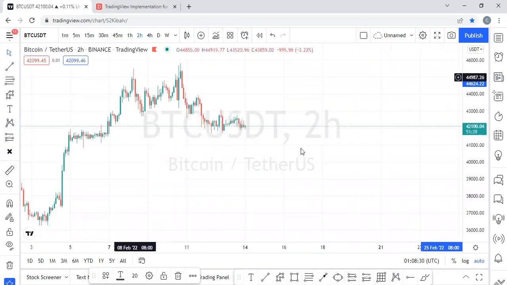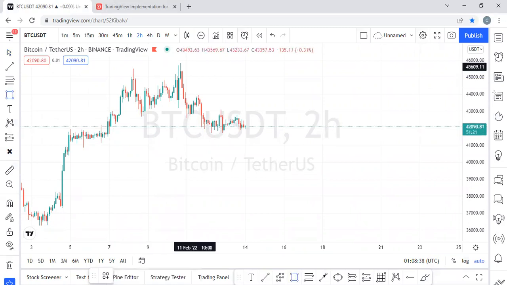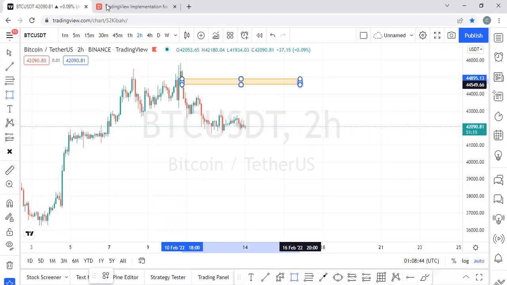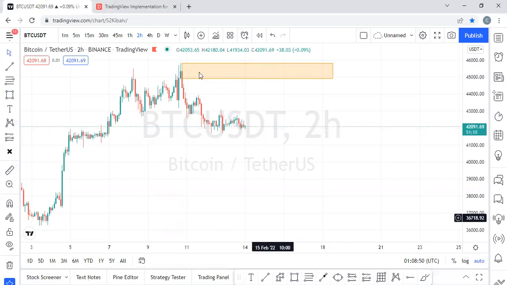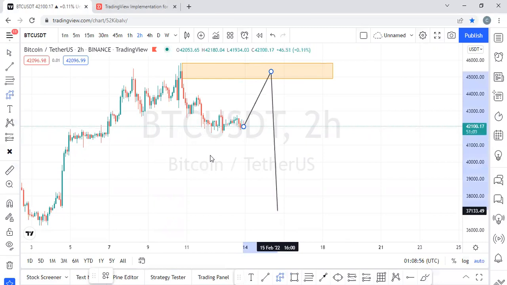So now using the 2 hour time frame, I can see that Bitcoin has given a break to the downside. So we can highlight this candle. Let's see what happens when the market gets here. When the market gets here, it will most likely trade into this point and then give us our sell all the way down.